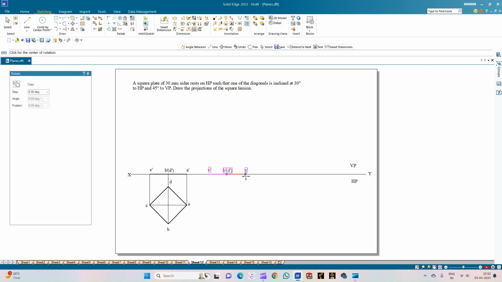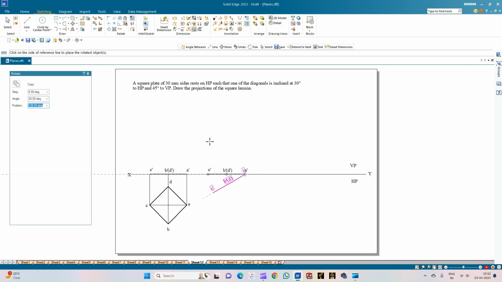Okay, so the corner A, I have to place it in such a way that the corner C will be upwards. So first point of rotation, second point of rotation. So the angle is 30 degrees.